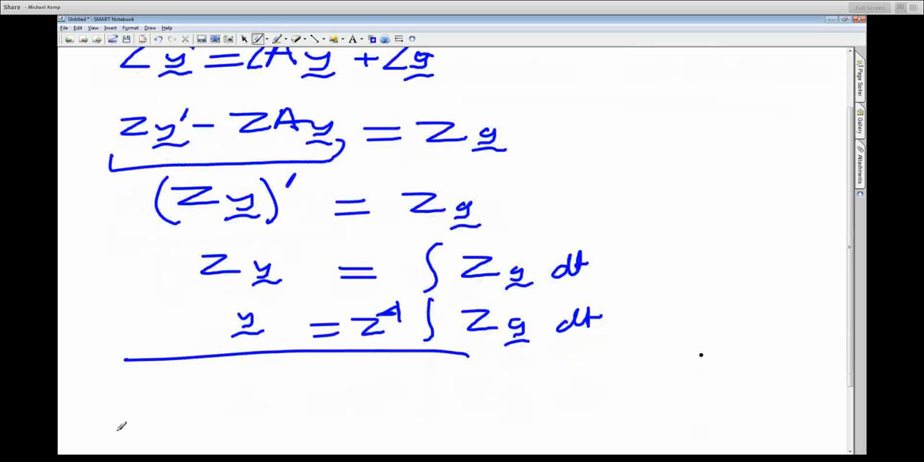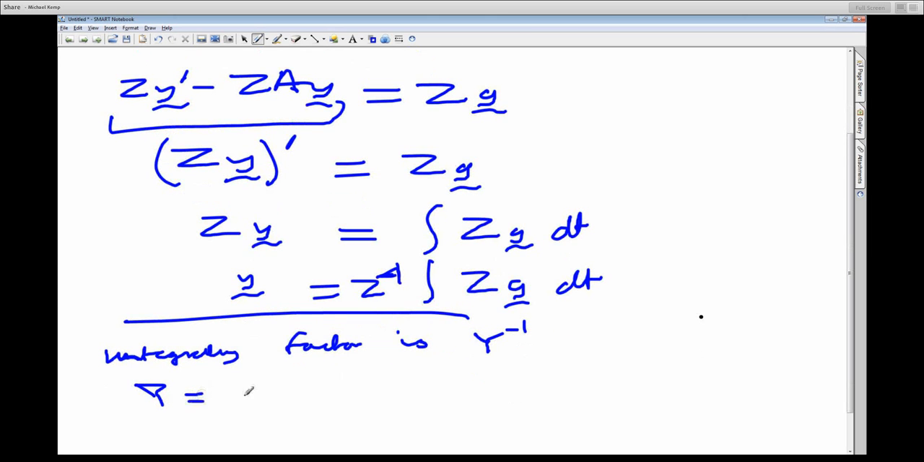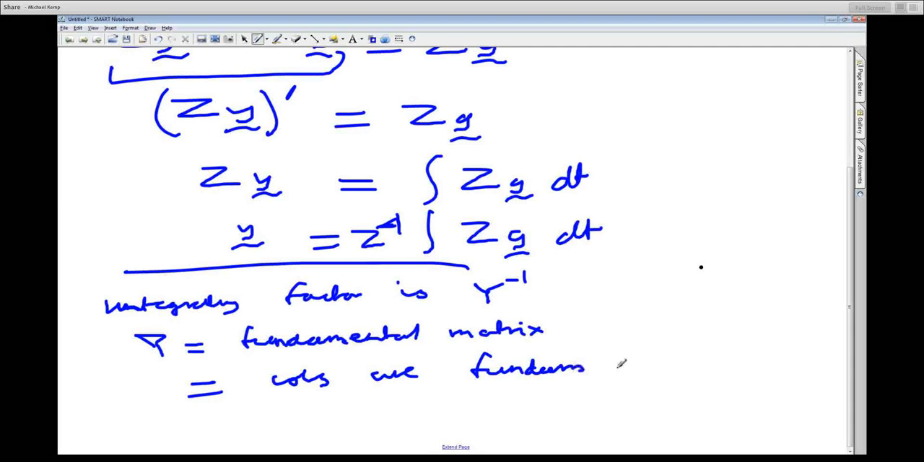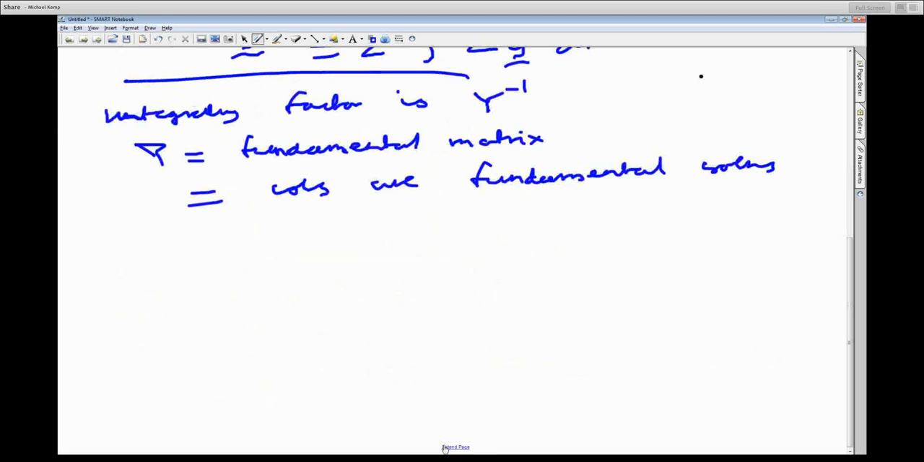For a linear system, there is a nice way of working with the integrating factor. The integrating factor is the inverse of the fundamental matrix. So y is the fundamental matrix. What it corresponds to is that the columns are fundamental solutions. And since they're fundamental solutions, that will guarantee that y is invertible. So in this case, in order to do this, you need to know the solution for the homogeneous part, of course, just so you can write down what the fundamental solutions are.